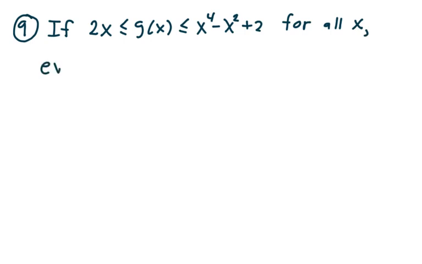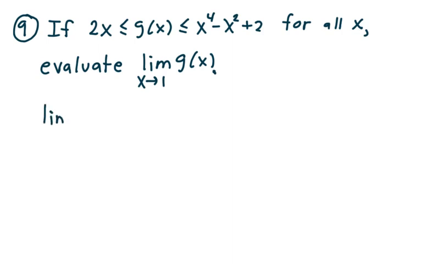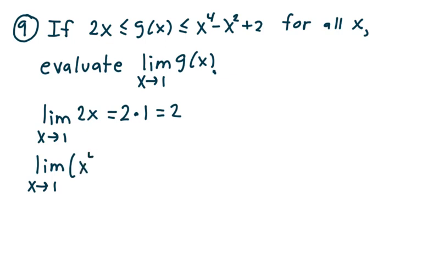The question says to evaluate the limit as x goes to 1 of g of x. Okay. Now, let me ask you, what is the limit as x goes to 1 of 2x? Well, by direct substitution, we're going to get 2 times 1, which is equal to 2. And then what is the limit as x goes to 1 of x to the 4th minus x squared plus 2? Well, by direct substitution, that's 1 to the 4th minus 1 squared plus 2, which is equal to 2.